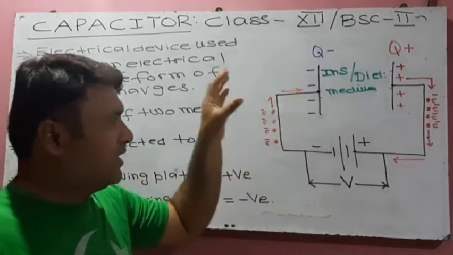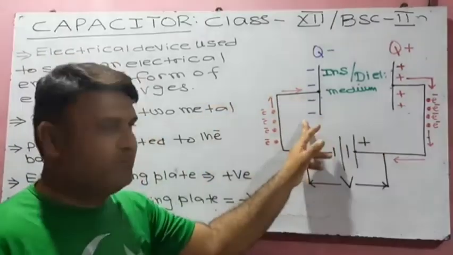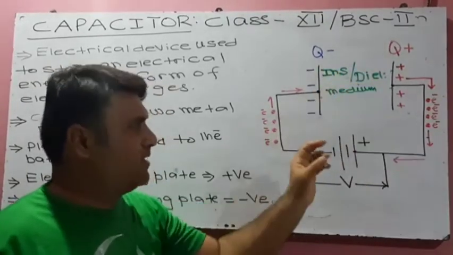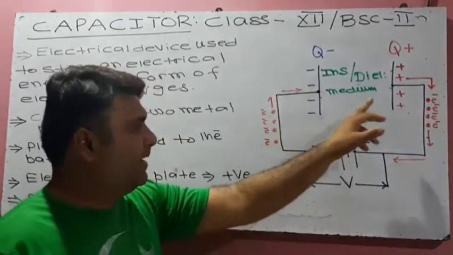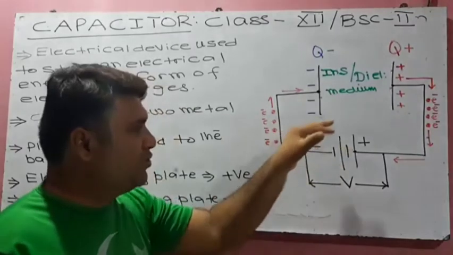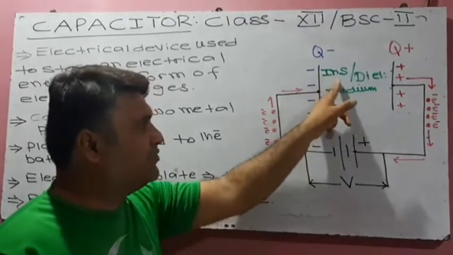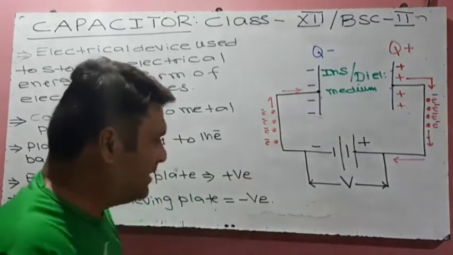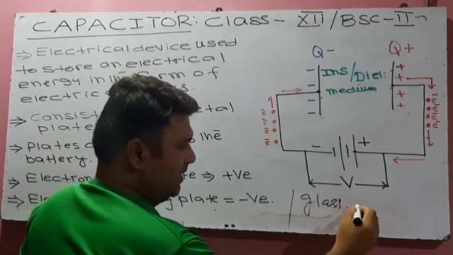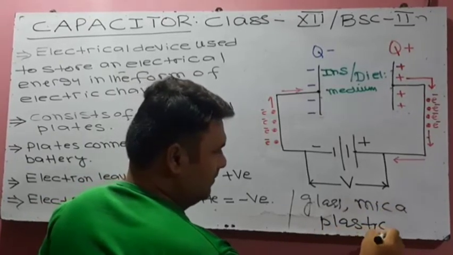When the plates become charged, one positive and the other negative, an electric field is produced between the plates. So there is a chance that the positive plate will attract the negative plate. To reduce the force of attraction, we introduce some dielectric or insulating material, for example glass, mica, plastic, etc.